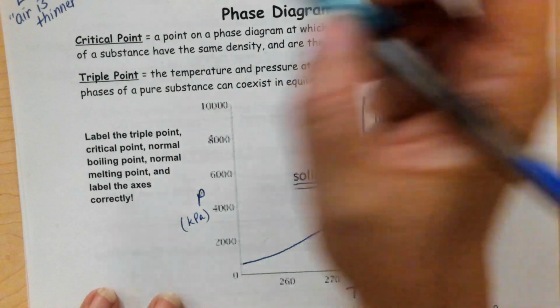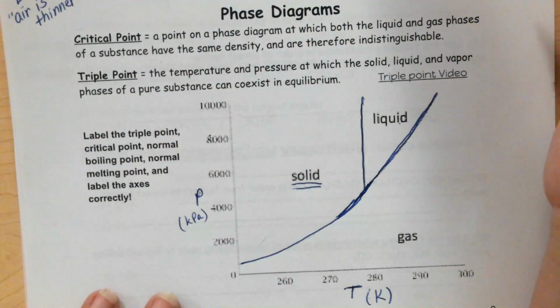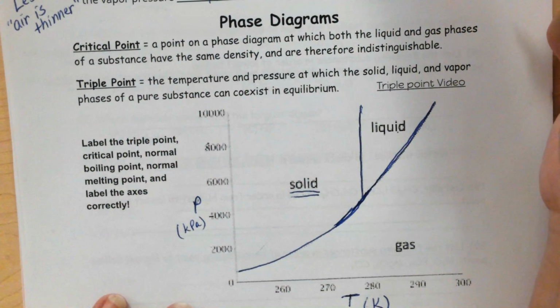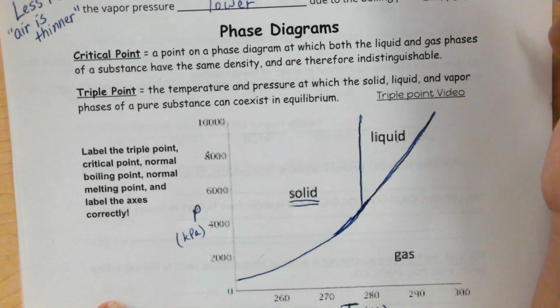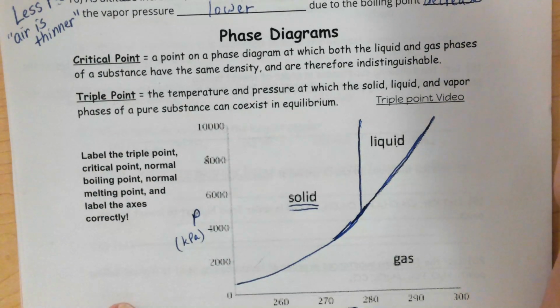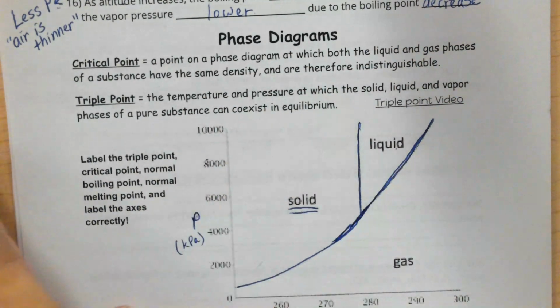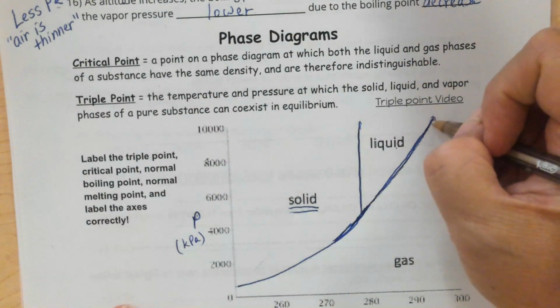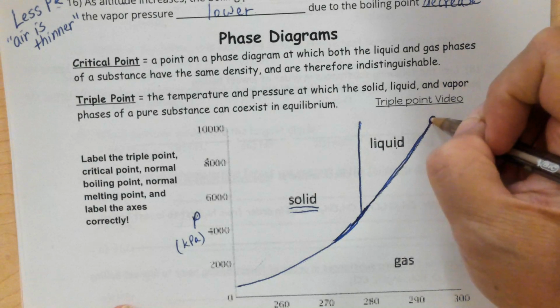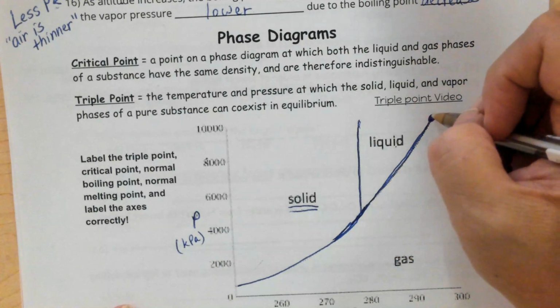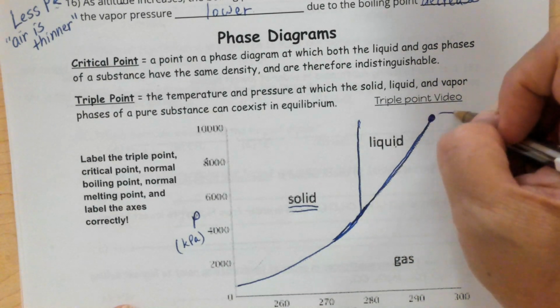All right, a couple things to label and talk about. The critical point is a point on the phase diagram at which both the liquid and gas phases of a substance have the same density and are therefore indistinguishable. So what they're saying is, and it does say to label it here, so I'm going to go ahead and do that. This right here at the very tip of whatever diagram you have between the liquid and the gas is going to be our critical point.